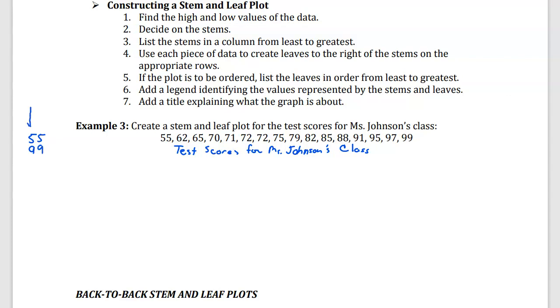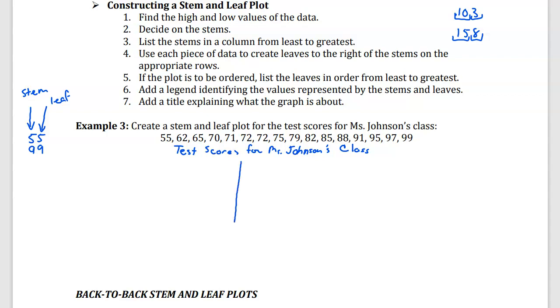So the first digit here will be my stem, and only one digit can be my leaf. If you have more than two digits, you can only have one digit for your leaf. So for example, if you have 103 and 158, your leaf would be the 3 and the 8, where your stem would be the 10 and the 15. The last digit is your leaf.